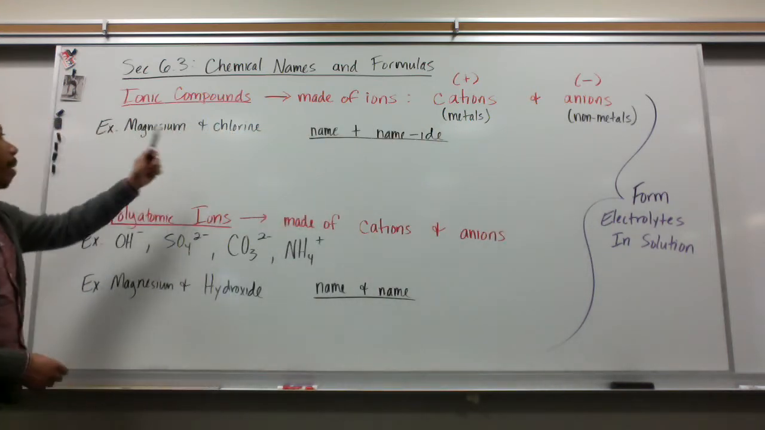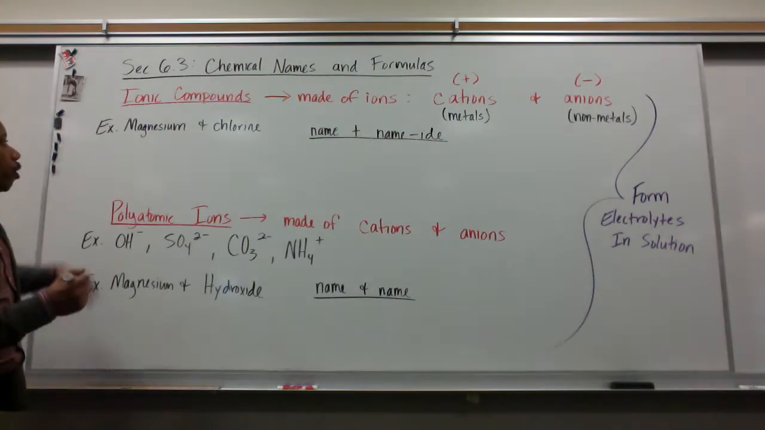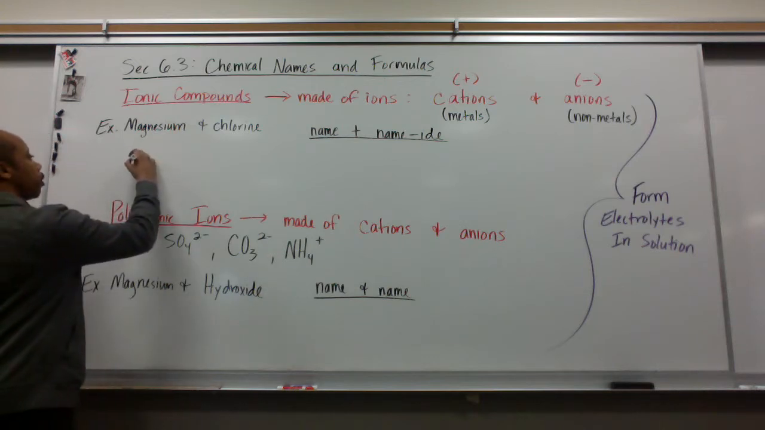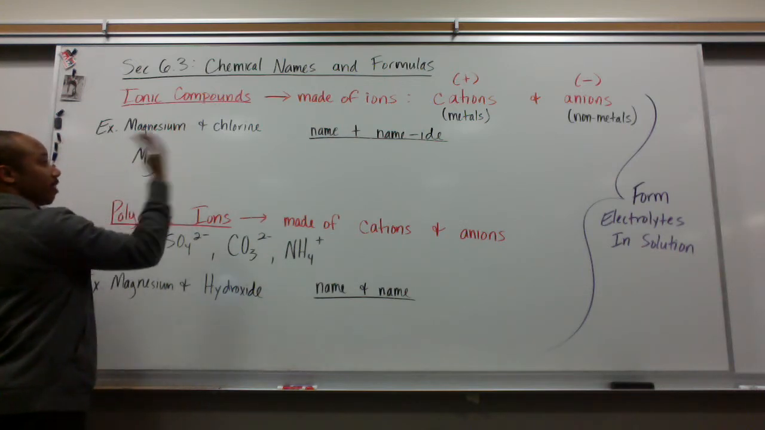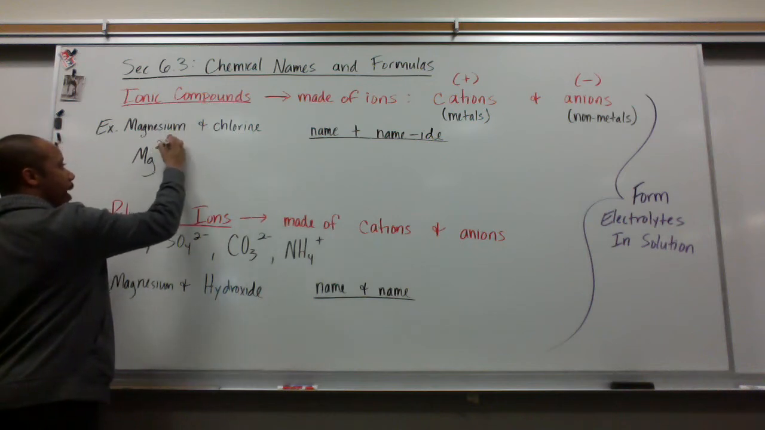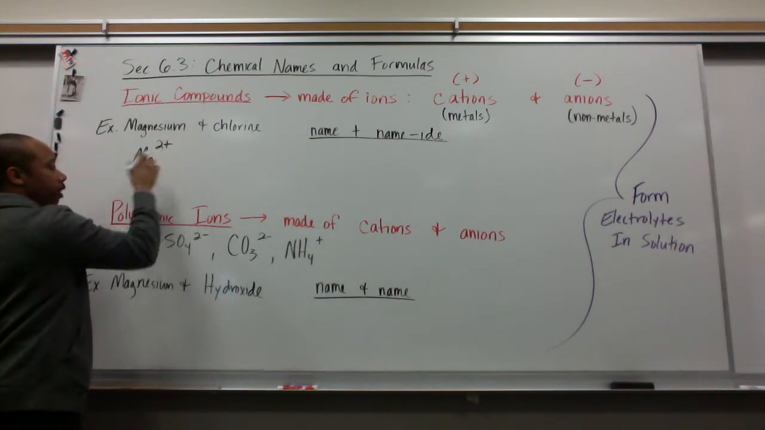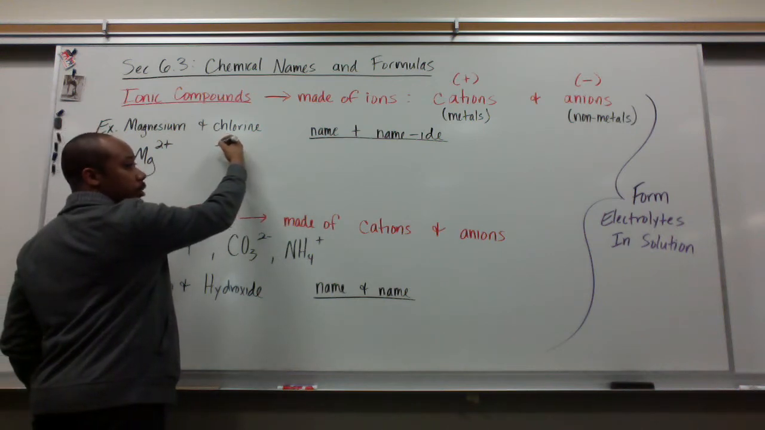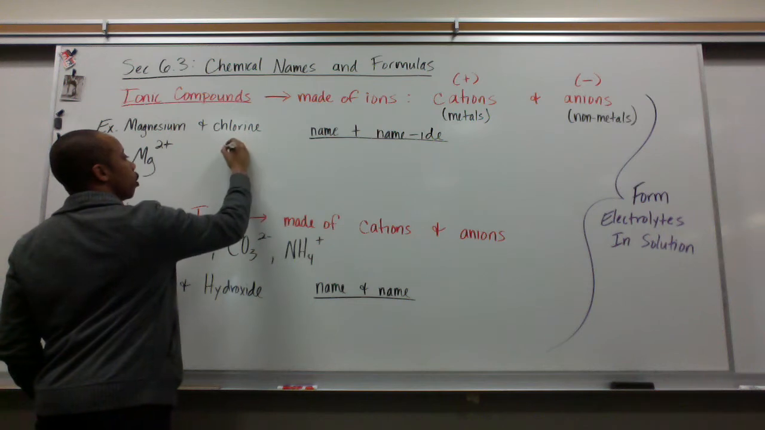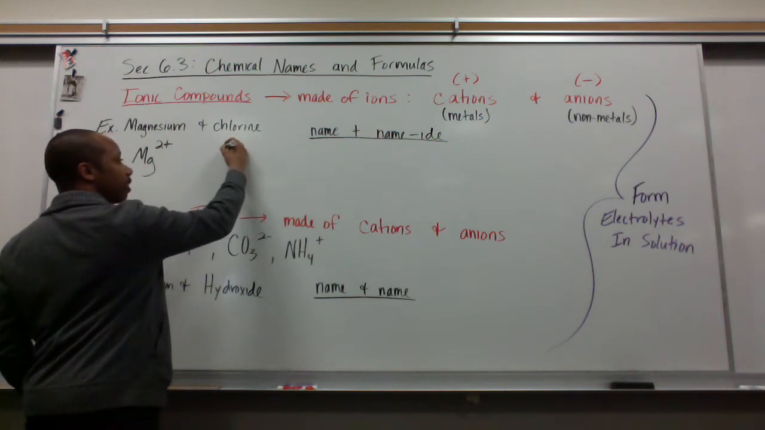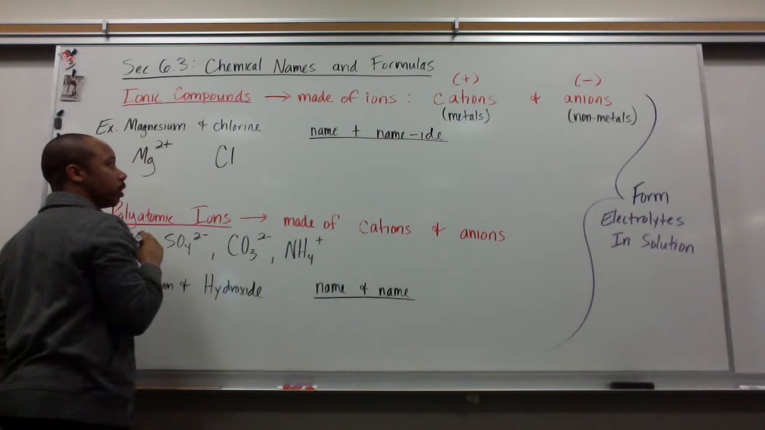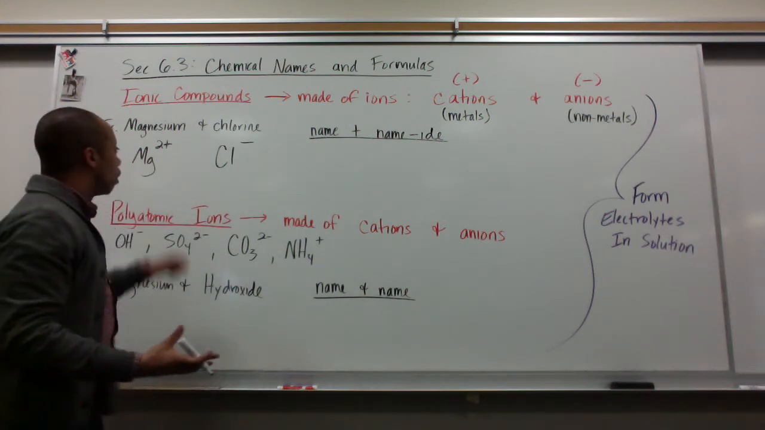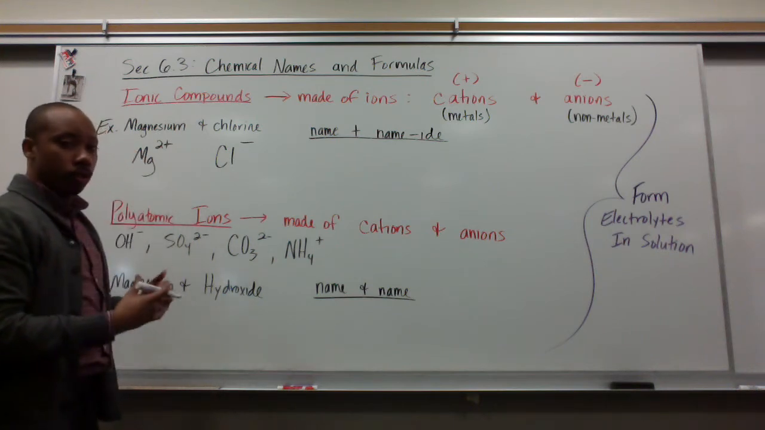Now, an example: magnesium and chlorine bond together. We know magnesium's Mg, it's found in group number 2, has 2 valence electrons. It's going to lose those 2 valence electrons as a metal and become a cation, Mg2+. It's Mg2+ because it has 2 fewer electrons than it does protons. Protons win by 2. Chlorine is in group 17A or 7A and it has 7 valence electrons. Elemental symbol Cl is going to be Cl1- because it's going to gain 1 electron to achieve an octet. Magnesium lost 2 electrons to achieve an octet.